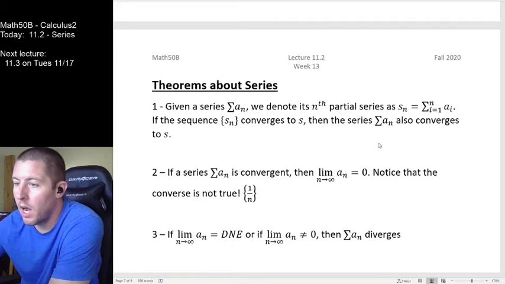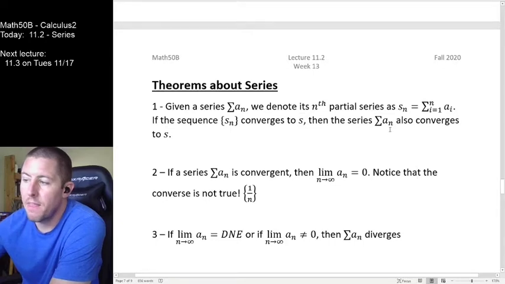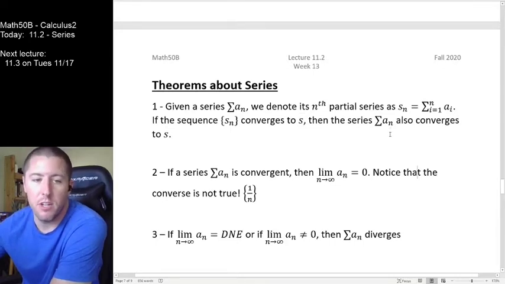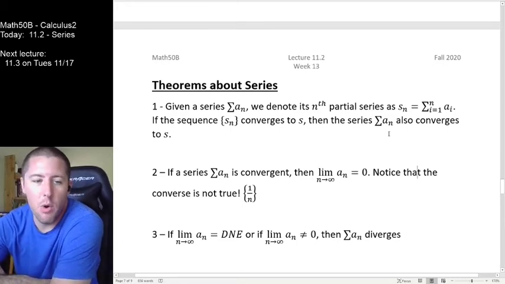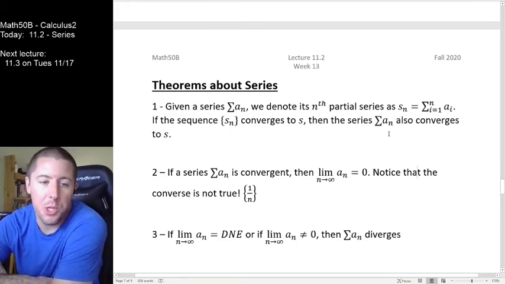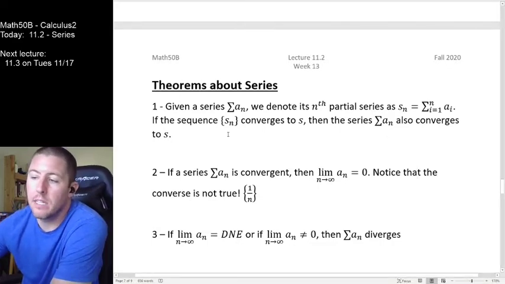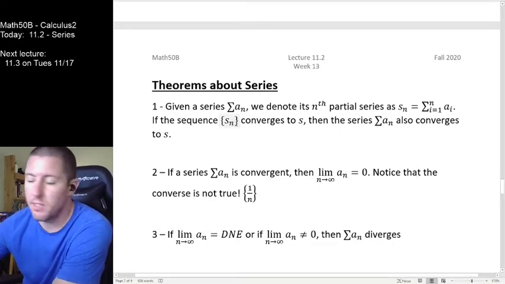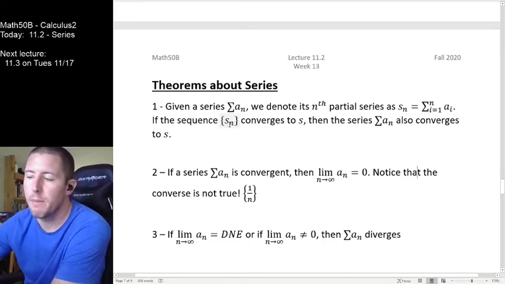And so if the sequence of the partial sums converges to some number s, then the series itself also converges to that number s. What this is saying to us is that it's a bit hokey to say that you know what you're going to get when you add together an infinite number of numbers. Therefore, we instead consider the associated sequence of partial sums, and we can talk about its convergence or divergence a little bit more clearly.